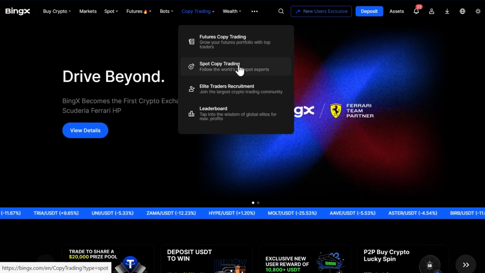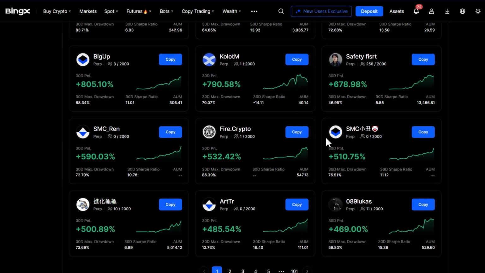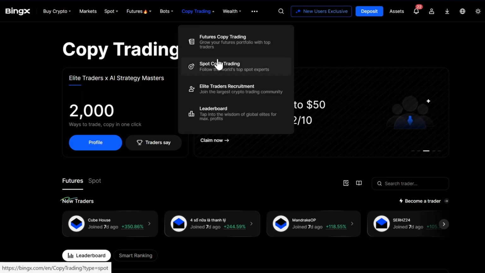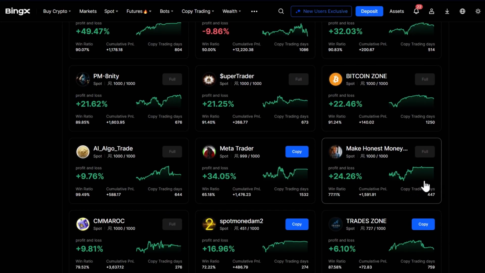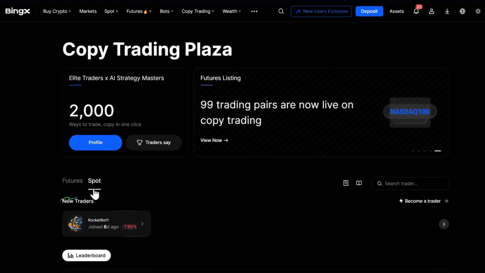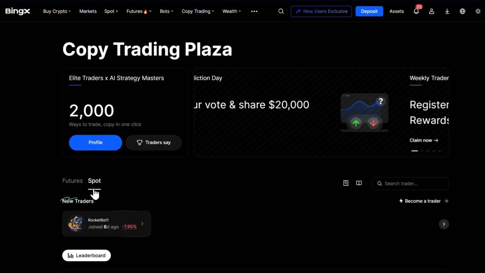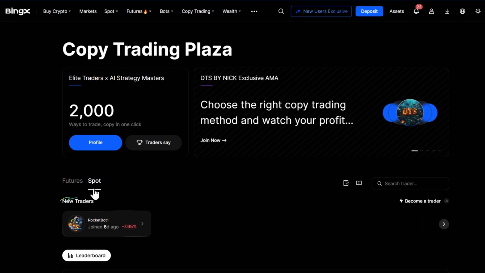Now, the main difference is simple. Futures copy trading uses leverage, which means you can amplify your gains, but also your losses. Spot copy trading doesn't use leverage, so it's safer, but the returns are typically lower. For beginners, I actually recommend starting with spot copy trading to get comfortable with how the system works before moving into leverage futures. For this tutorial, I'm going to show you both, starting with futures copy trading since that's where most of the action happens.